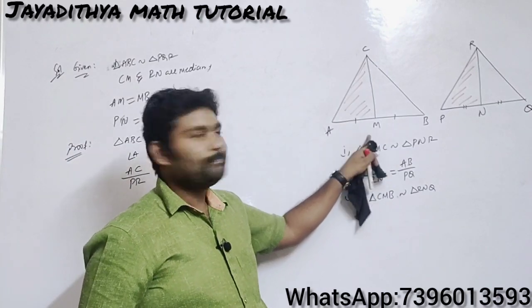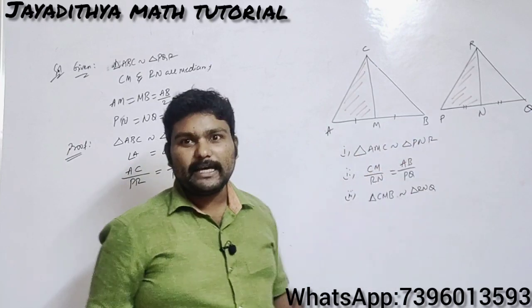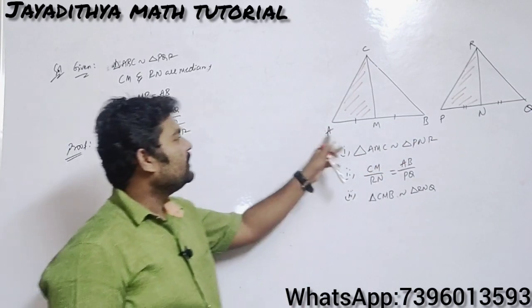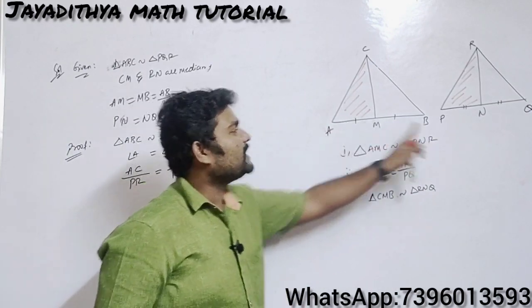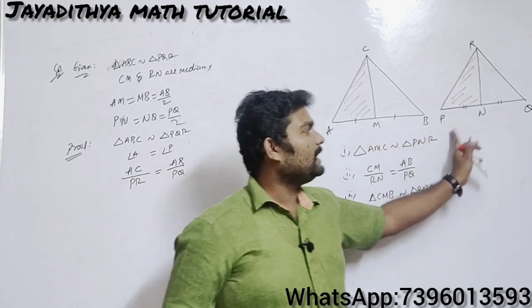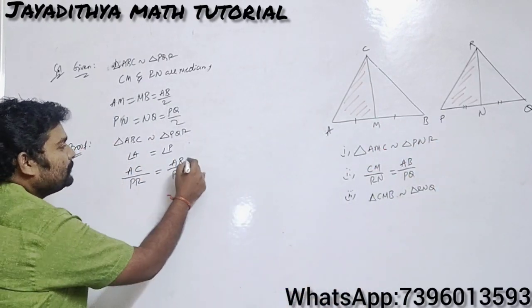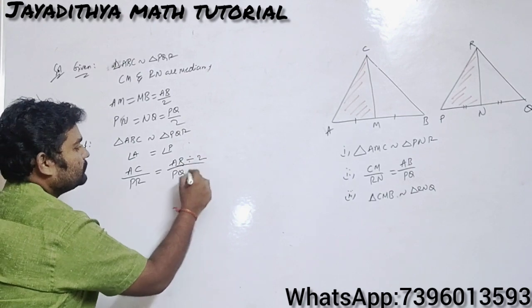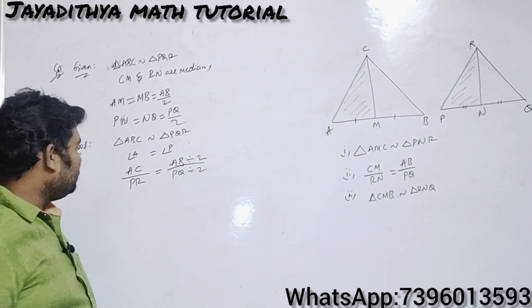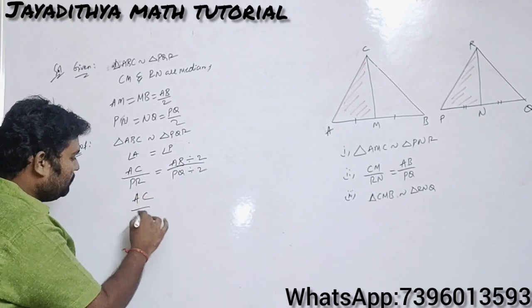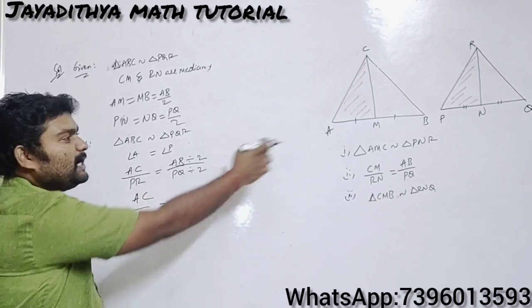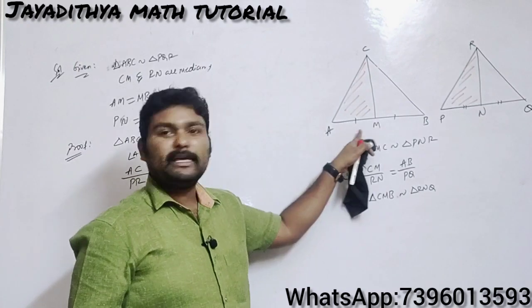But we want here AM now. We need to show that AM by PN are equal. For that reason, if I want AM, I can take it as AB by 2. If I want PN, I can take it as PQ by 2. So what I am doing, you observe here, I am dividing here with 2. That means this becomes AC by PR, which is equal to AB divided by 2, and AB by 2 will be equal to AM.